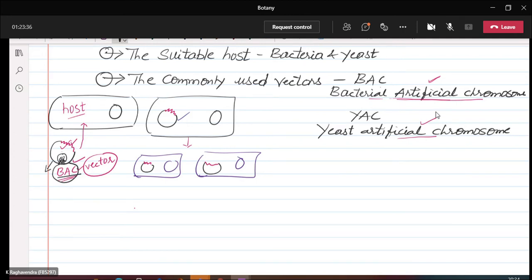Why do you call it a bacterial artificial chromosome? Because you are sending it into the bacterial host. I am calling it a yeast artificial chromosome. Why did they call it YAC? You know what they did?